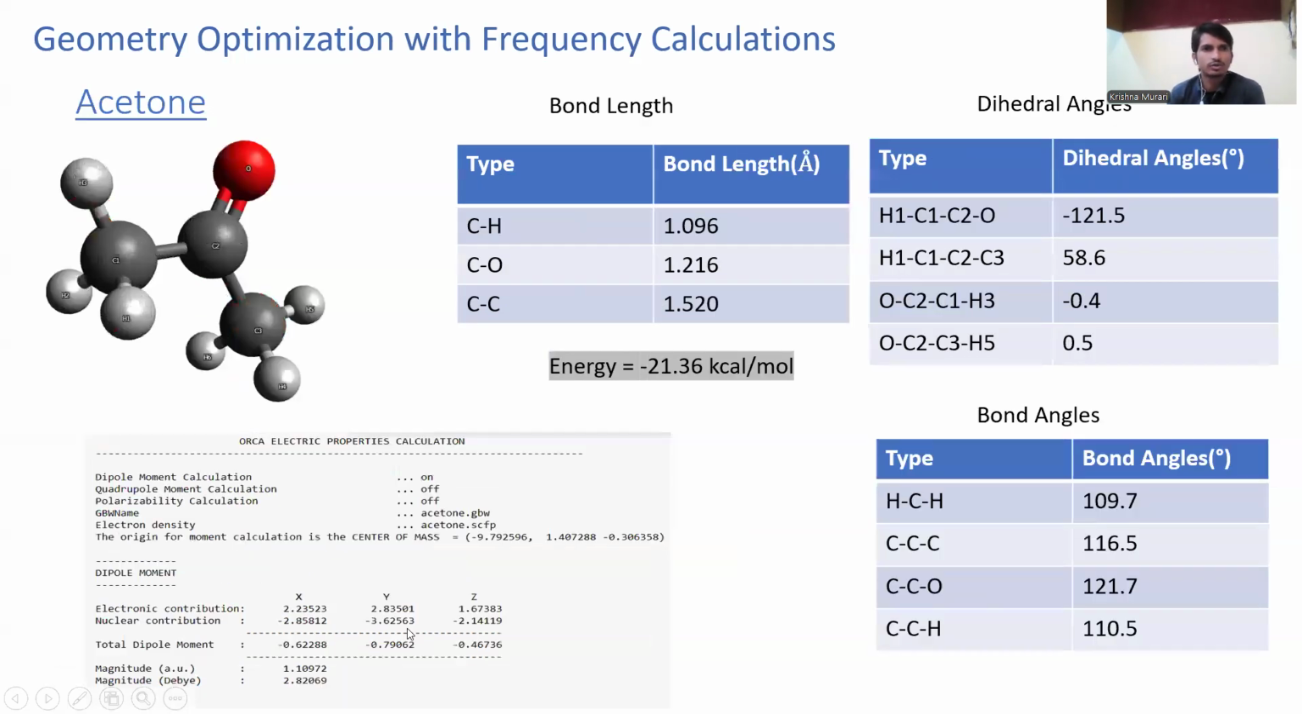Now these are the results for acetone. These are the key bond lengths, these are the key dihedral angles, and these are the key bond angles. Its optimized energy is minus 21.36 kilocalorie per mole. Its dipole moment was also calculated, and that was coming out to be 2.82 Debye.